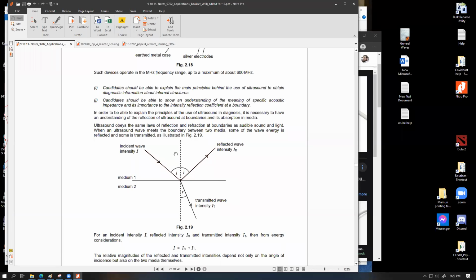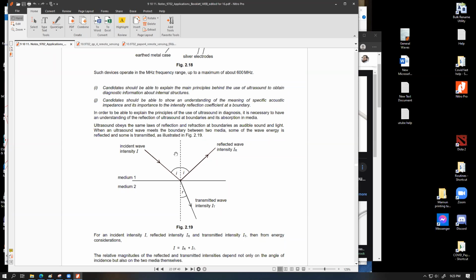Here we have a view of how the diagnosis works. This is a very important figure that you really need to understand. Have a look at this. We have an incident wave of intensity I coming in and falling onto a boundary of medium 1 and medium 2. The amount of energy incident on this boundary is going to have two fates. A portion of the energy will be reflected off the boundary. This is represented as reflected wave intensity IR.